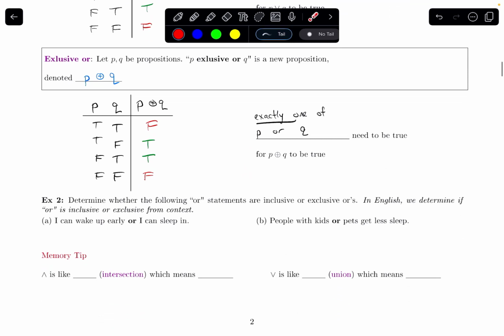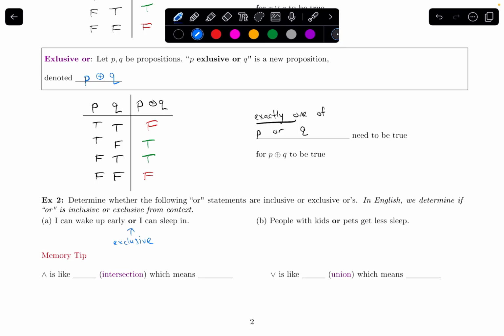Okay. All right. So in part A, it says, I can wake up early or I can sleep in. Well, that's gotta be one or the other. If I'm waking up early, I'm not sleeping in. So this is exclusive. We can't do both at the same time. It's gotta be one or the other.